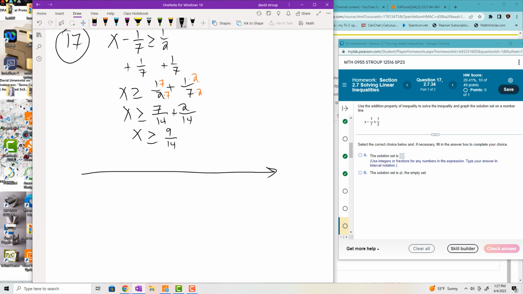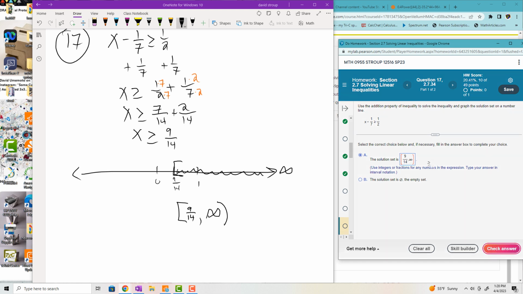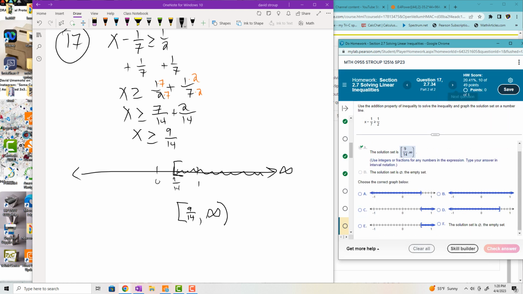Okay, so here's my number line. 0, 1, 9/14 is probably about right here. So it's everything beyond that, all this stuff all the way up to infinity. And we include it, so you use a square bracket. So you're going to borrow the notation straight from the number line: square bracket 9/14 all the way up to infinity. Always use open parentheses with the infinity symbol. That should do it for that. Okay, great. Number line, like that.